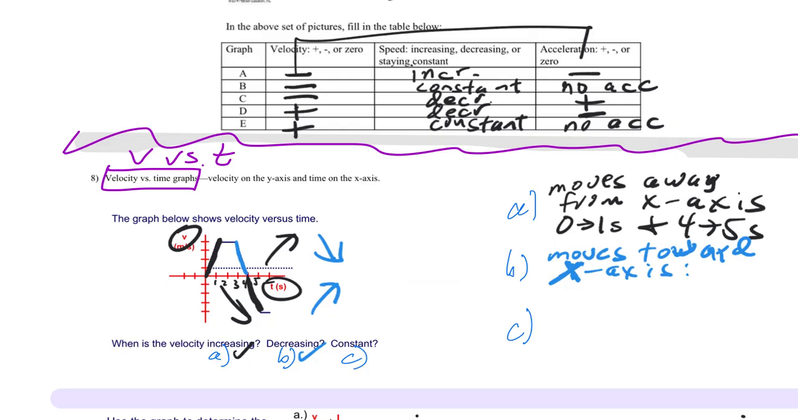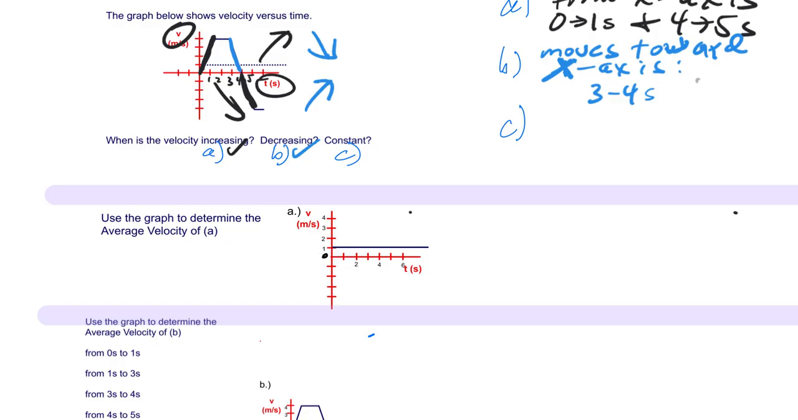And so that would be happening from the 3rd to 4th second. Then finally, where is it moving with a constant velocity? Okay, that's where the velocity is not changing. So right there, it would be moving with constant velocity between, so horizontal line.